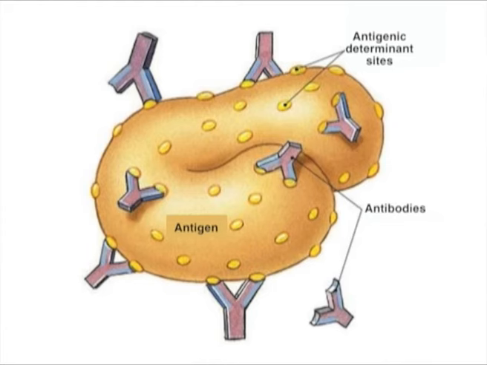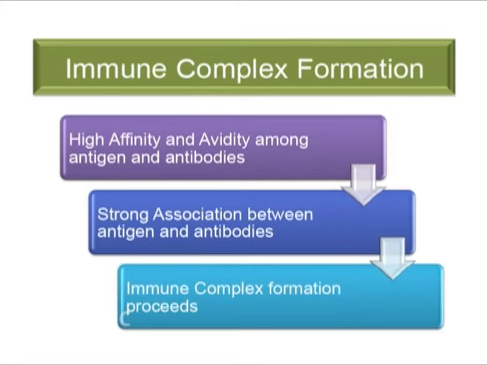The antigens should have multiple epitopes of the same type to bind with more than one antibody and increase the size of lattice. The association between antigen and antibodies is governed by the strength of the bonds between them. If the association is powerful, the formation of immune complex will proceed. This strength is measured in terms of affinity and avidity.